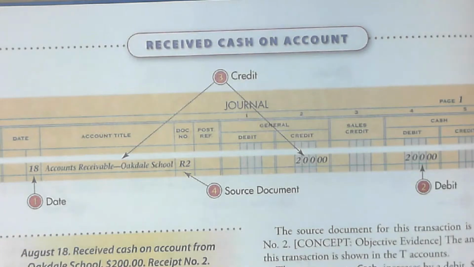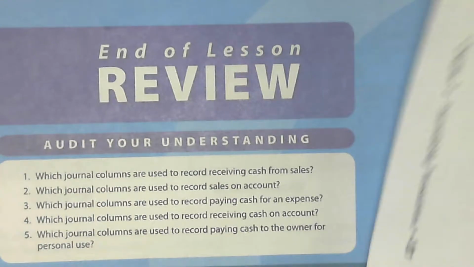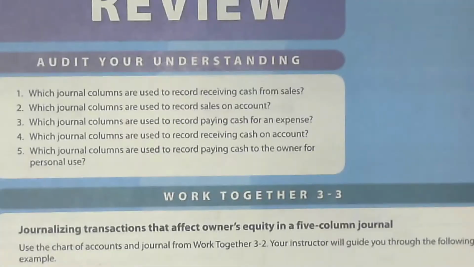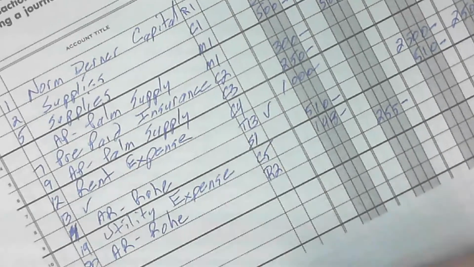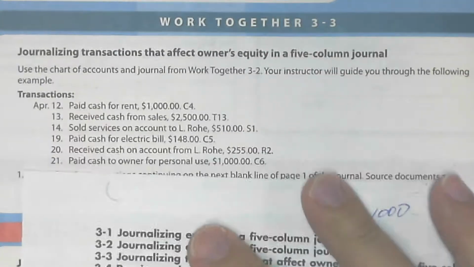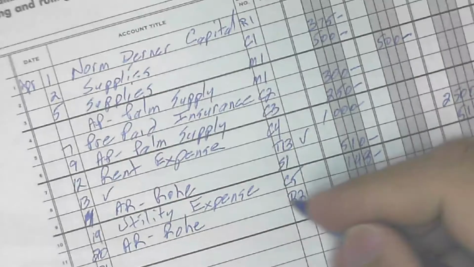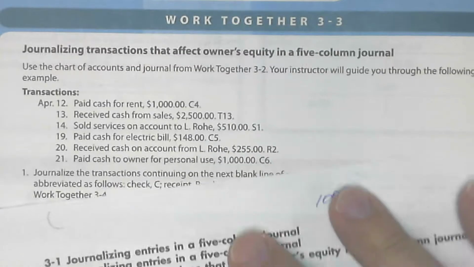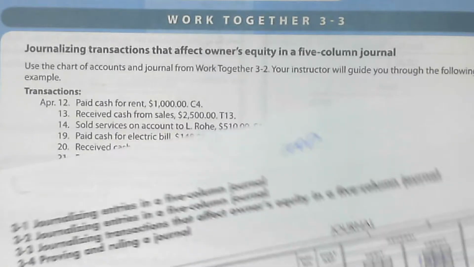Okay. That gets us to the last one. On the 21st, paid cash to owner. Check number 6, C6. $1,000.